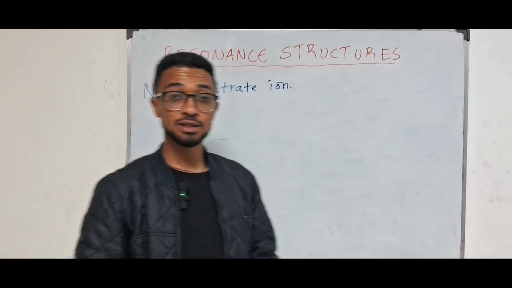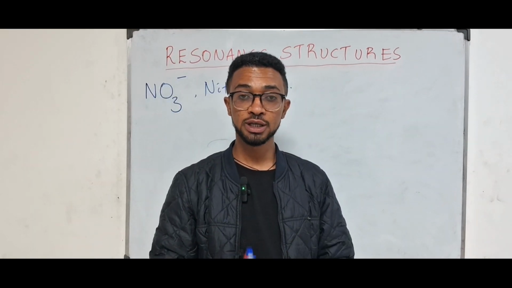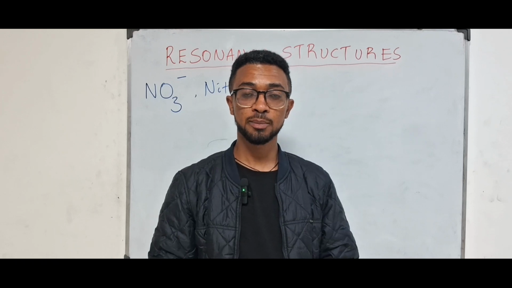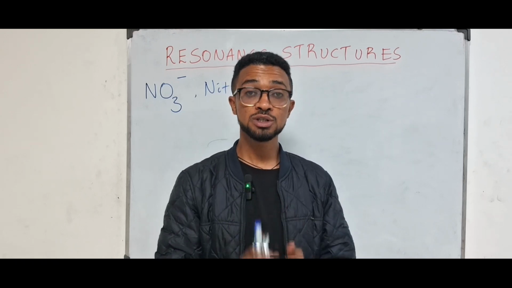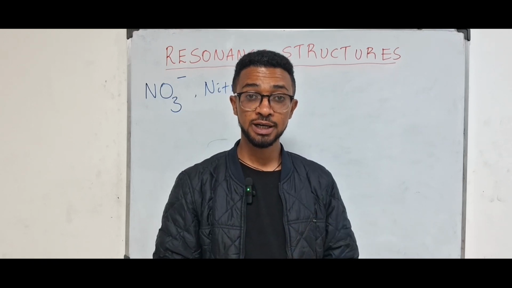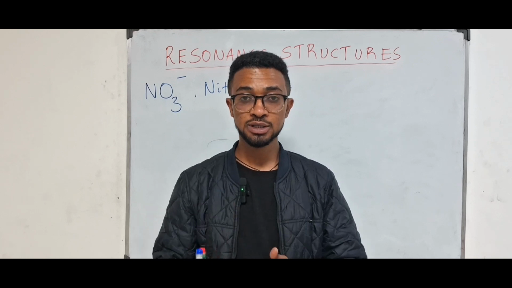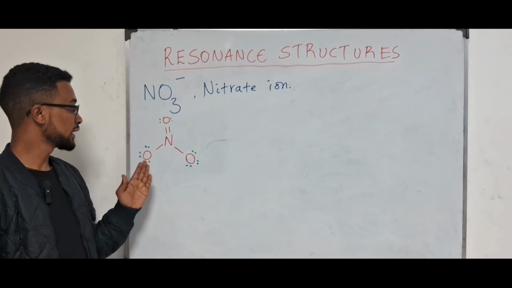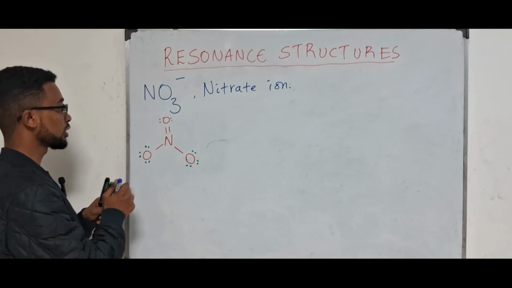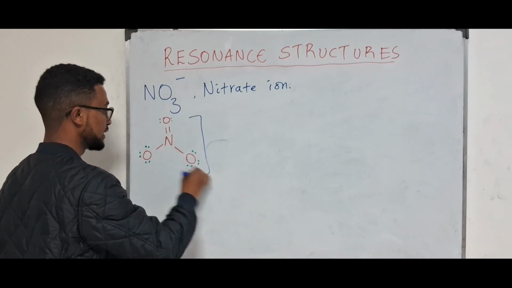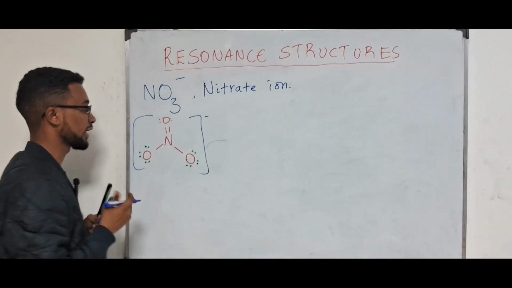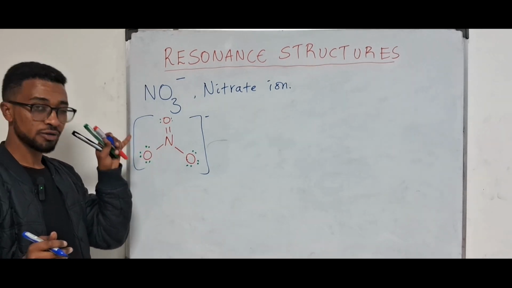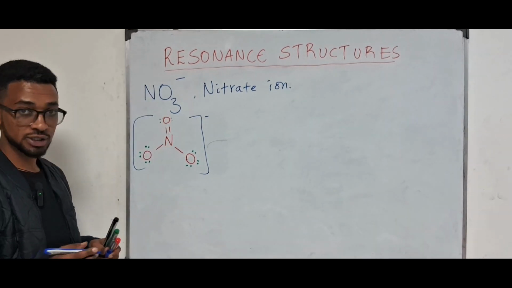Another example is the nitrate ion, or the NO3 minus ion. Now let's look at the different plausible Lewis structures for the nitrate ion, and then we will see the resonance hybrid structure. This is the first possible Lewis structure for the nitrate ion. Of course, we're not going to forget the negative charge here. So this is the first resonance structure for the nitrate ion.